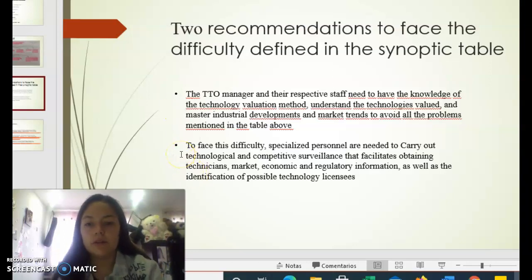2. To face this difficulty, specialist personnel are needed to carry out technological and competitive surveys that facilitate obtaining technical, market, economic, and regulatory information, as well as the identification of possible technology licenses.